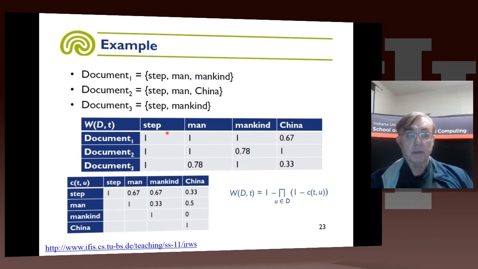So here's some examples for these 3 documents and the 4 terms here. We actually see in this new model, the WTD is never 0. In fact, the smallest is 0.33, which is China and document 3. That's because China is only correlated with step in one document, and so through step, document 3 gets a link to China. Obviously, this will be much richer if you take a real sample with lots of documents.